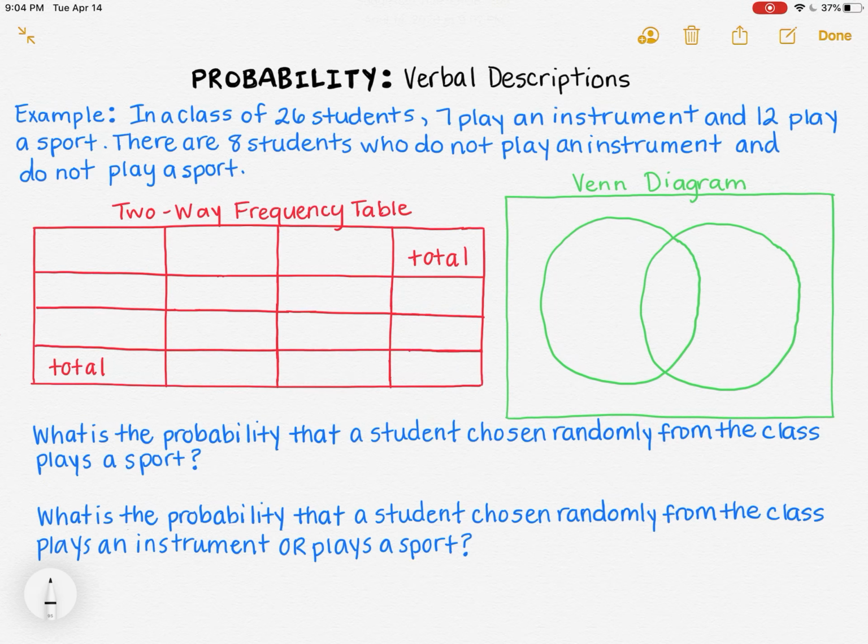Hi everyone! In this video, I'm going to show you how to make a two-way frequency table and a Venn diagram based on a verbal description. Then we will answer 2 questions about probability based on the table and the diagram.